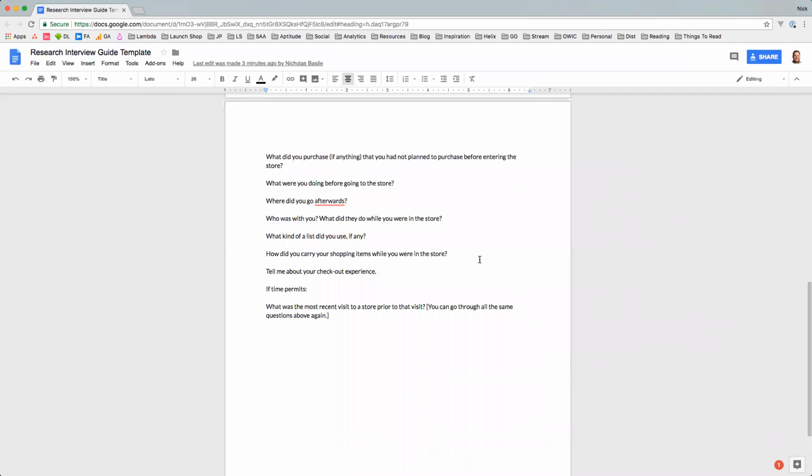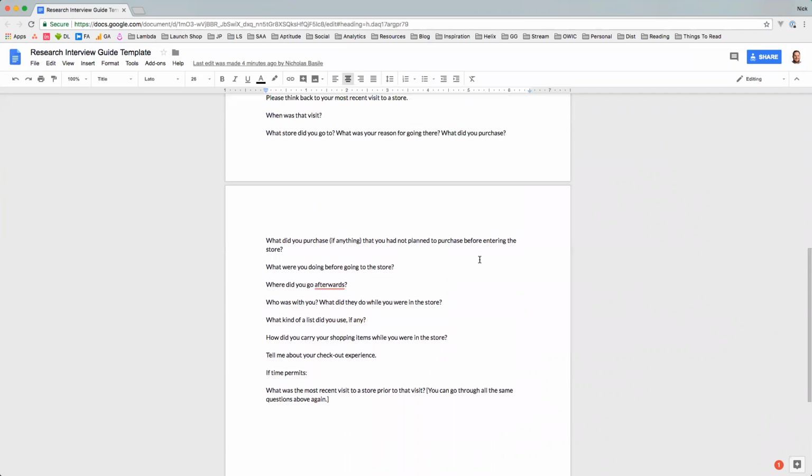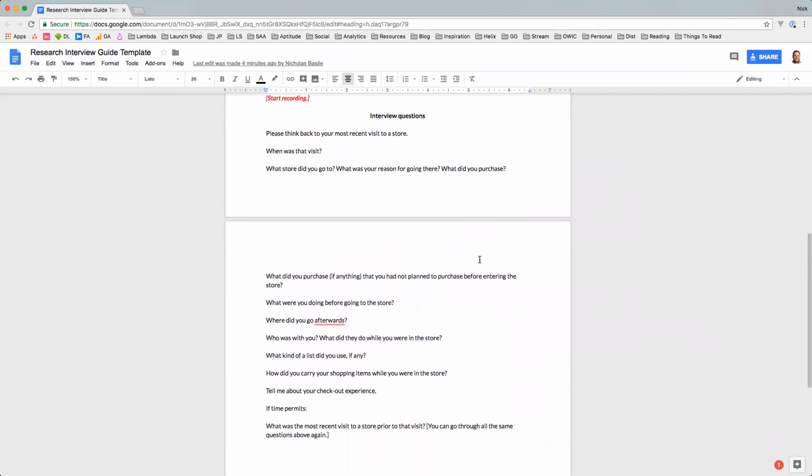And then a bonus section, if time permits: you can ask them to recount their recent visit to another store and then go through all the same questions above again. With these questions, what we're really trying to draw out of the user is a more holistic understanding of how they visit the store, and what insights we can glean from their experiences and how they participate in that interaction. So we can hop back to our keynote now.